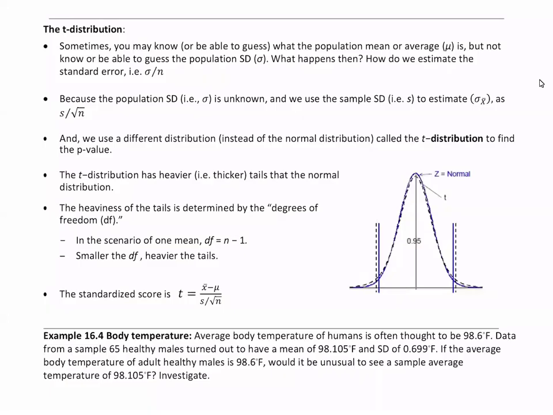Frequently, unfortunately, we will not know the population standard deviation. This introduces us to the t-distribution. So sometimes you may know or be able to guess what the population mean or average is, but not know or be able to guess the population standard deviation. Well, what happens then? How do we estimate that standard error?